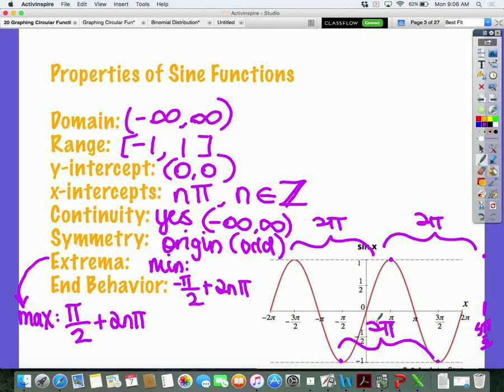Questions on that? Yes? Will it always be that for your sine function? Yes, just sine. Once we translate it, it changes. Right, I'm just making sure. What about end behavior? What's happening as x gets closer and closer to infinity? Yes?